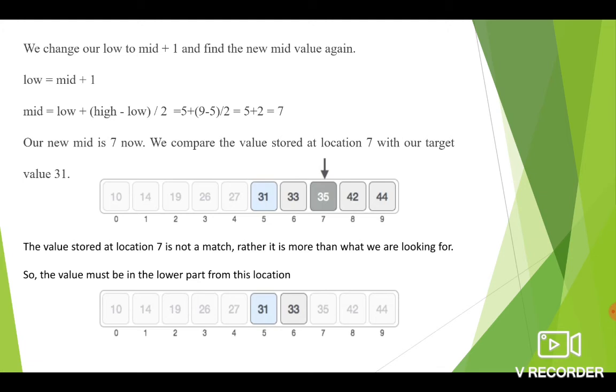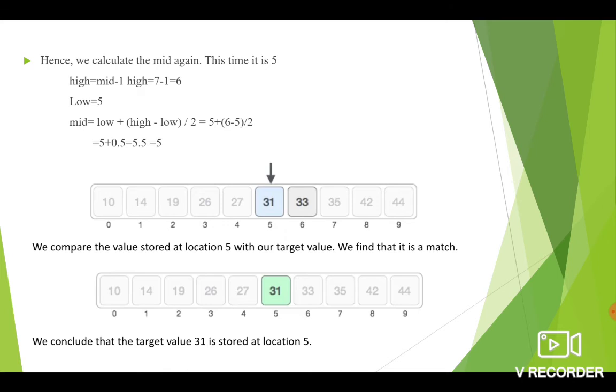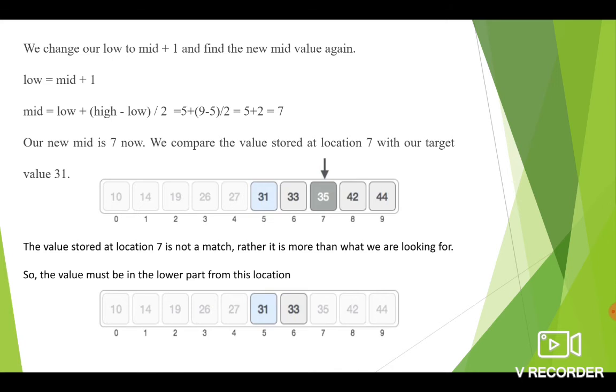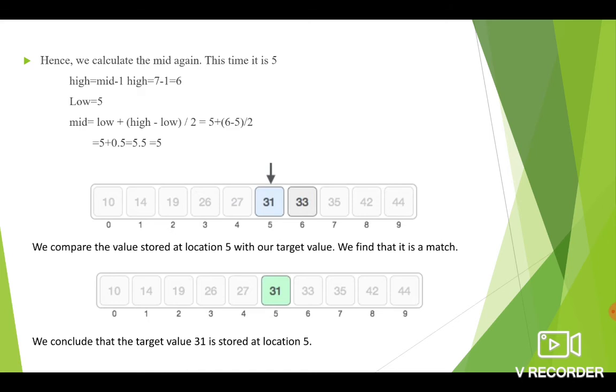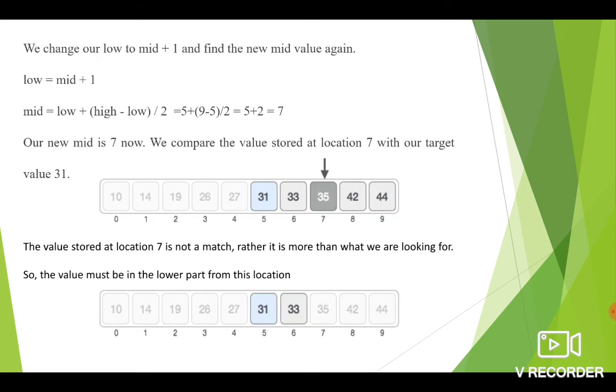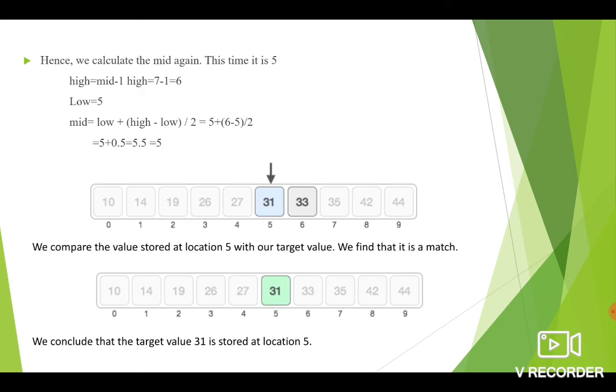Now we only have two elements, 31 and 33. Here the high value is changed to middle minus 1. The middle value is 7, so the new high value becomes 6. There is no change in the low value, so we are using the same value 5. And we calculate the middle value. It is 5.5, and it is rounded to 5.